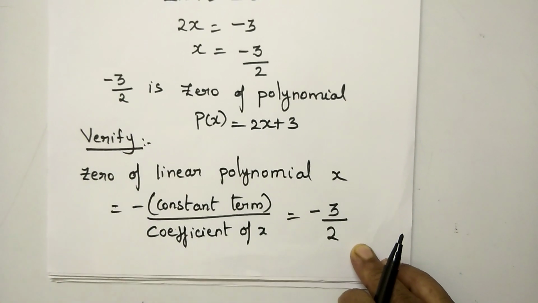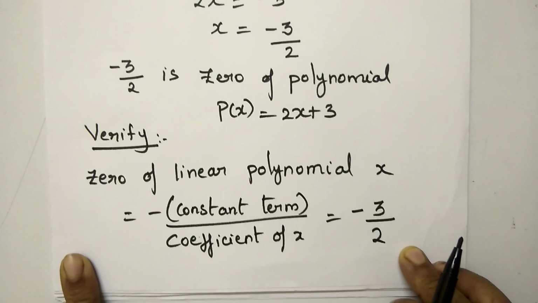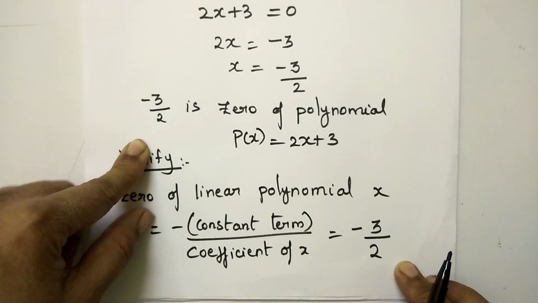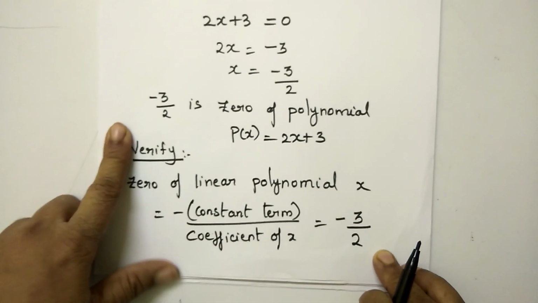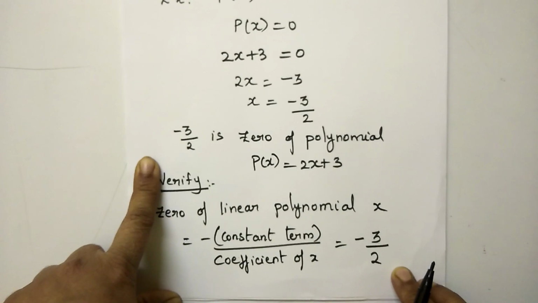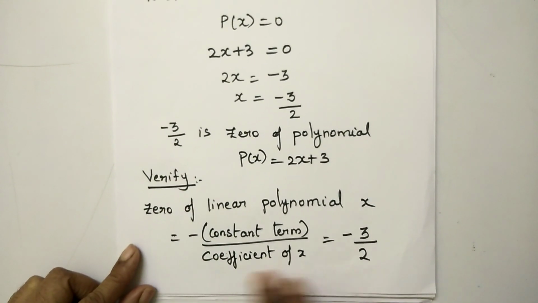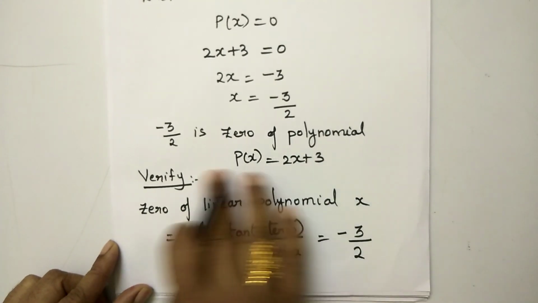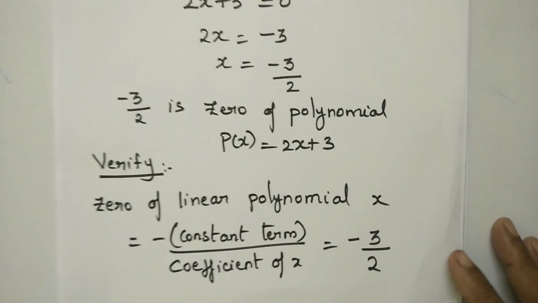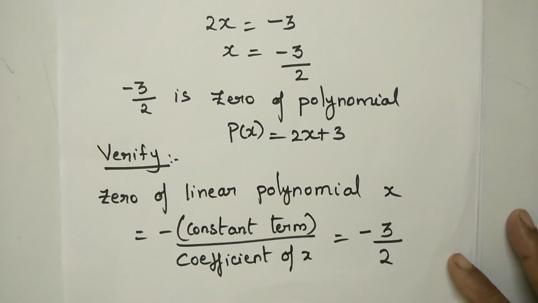So we have verified. But use this verification method to solve the objective type questions, and use these steps if they ask to find the zero of the polynomial as a problem. Okay, if it is objective type, better to immediately use this verification method. Hope you have understood the relation between zero and coefficients in case of a linear polynomial.